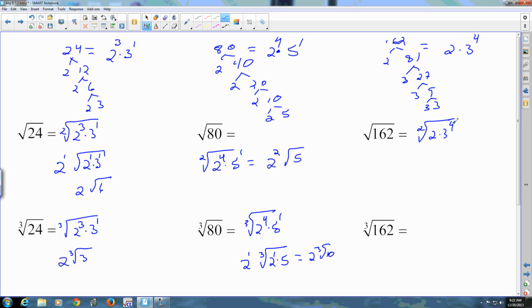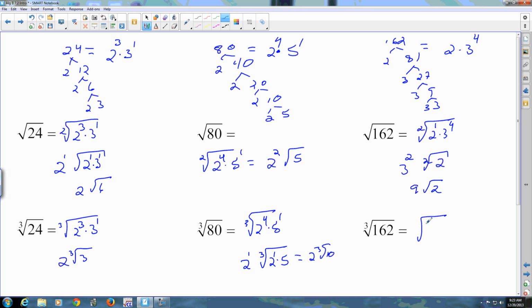2 goes into 4 twice. There's the 2. 2 goes into 4 twice with no remainder. And the exponent on the 2 isn't big enough for anything to come out, so it stays. You're welcome to leave it as 3 squared, or you could write 9 square root of 2. And remember, with the square root, the 2 is optional.